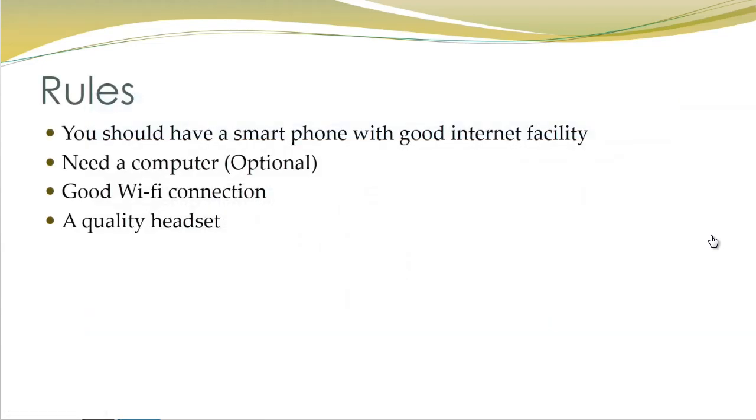Now let's move on to the rules. It's not rules as such, just some necessities. Of course, you should have a smartphone with a good internet connection to get your personal number. Only then can you download the app. You need a computer, but it's not a must. Just having a phone will do. A Wi-Fi connection and headset are only needed if you call from computers. If you do any online jobs, then it would be beneficial to have the app installed in the system too.